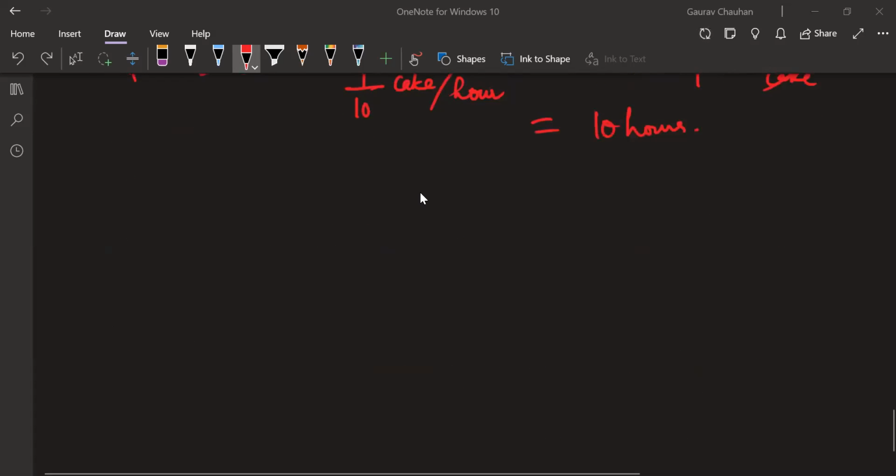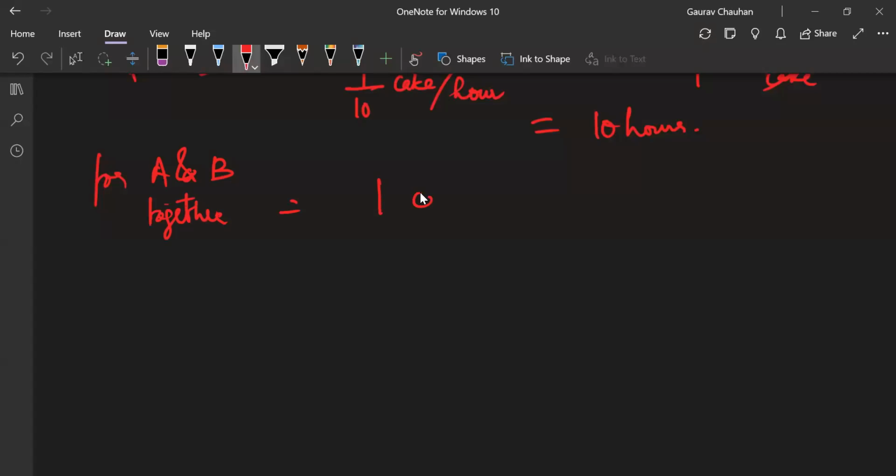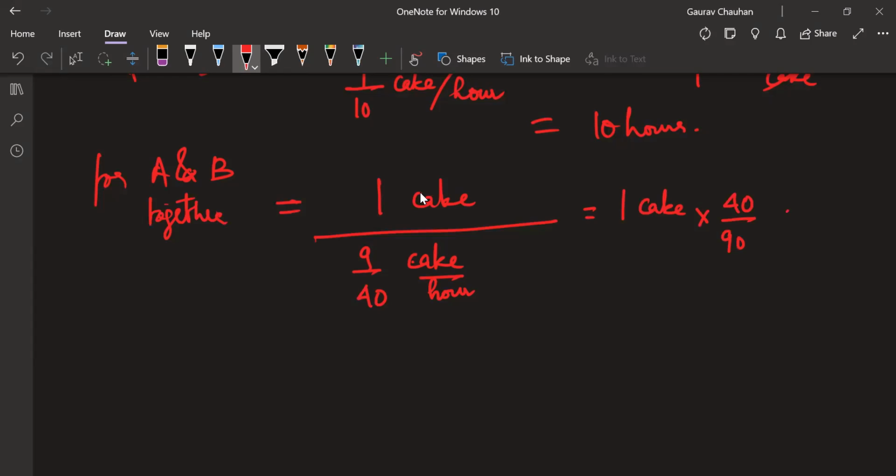Similarly, now for A and B together, I have 1 cake, and I'm eating 9 by 40 cake per hour. So I'm going to take the reciprocal of my denominator, right? 1 cake into 40 by 9 hour by cake. Cake cancel.